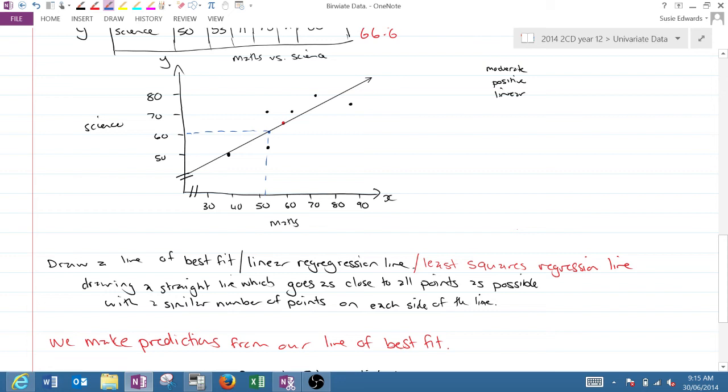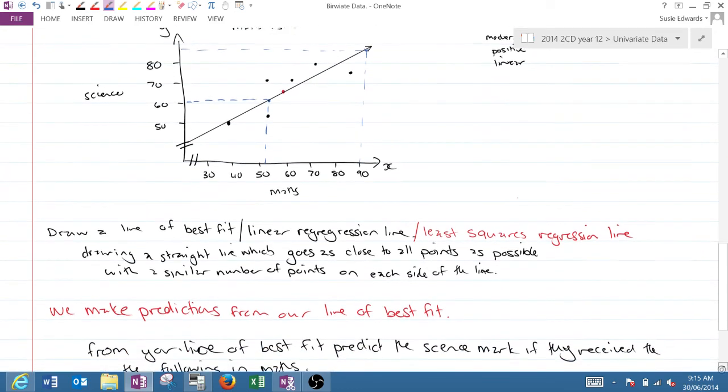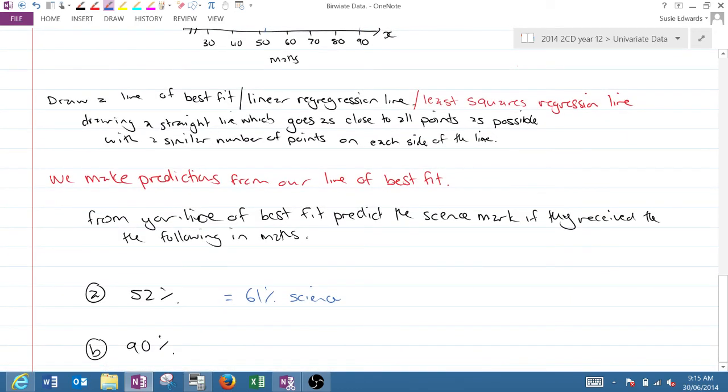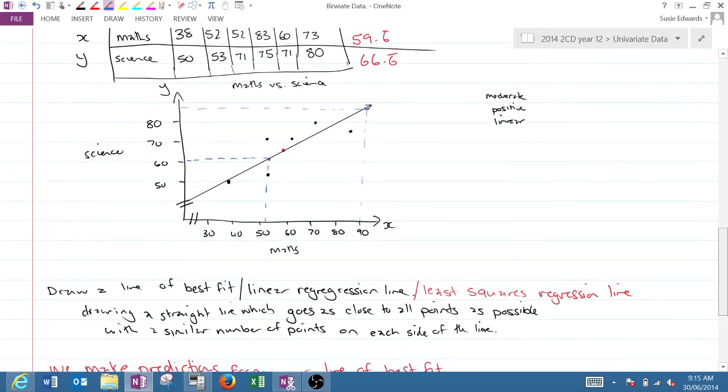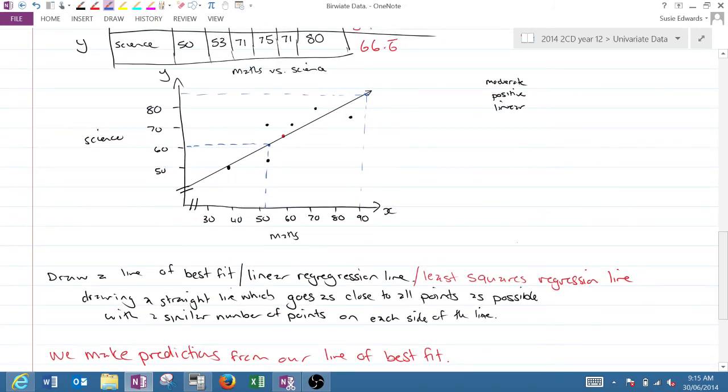Okay, then 90 is up here. So we'd say, okay, 88. So if you've got 90 in maths, we'd assume that you're probably going to get around the 88 mark. And yours might be a little bit different.